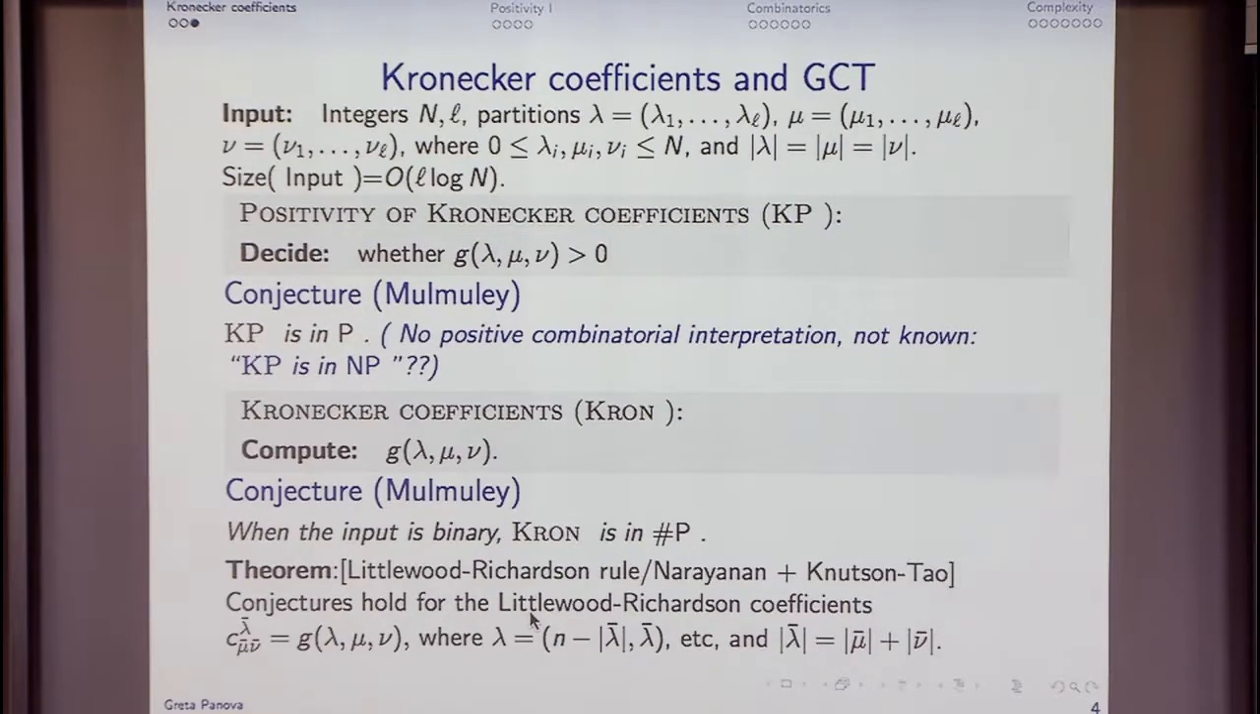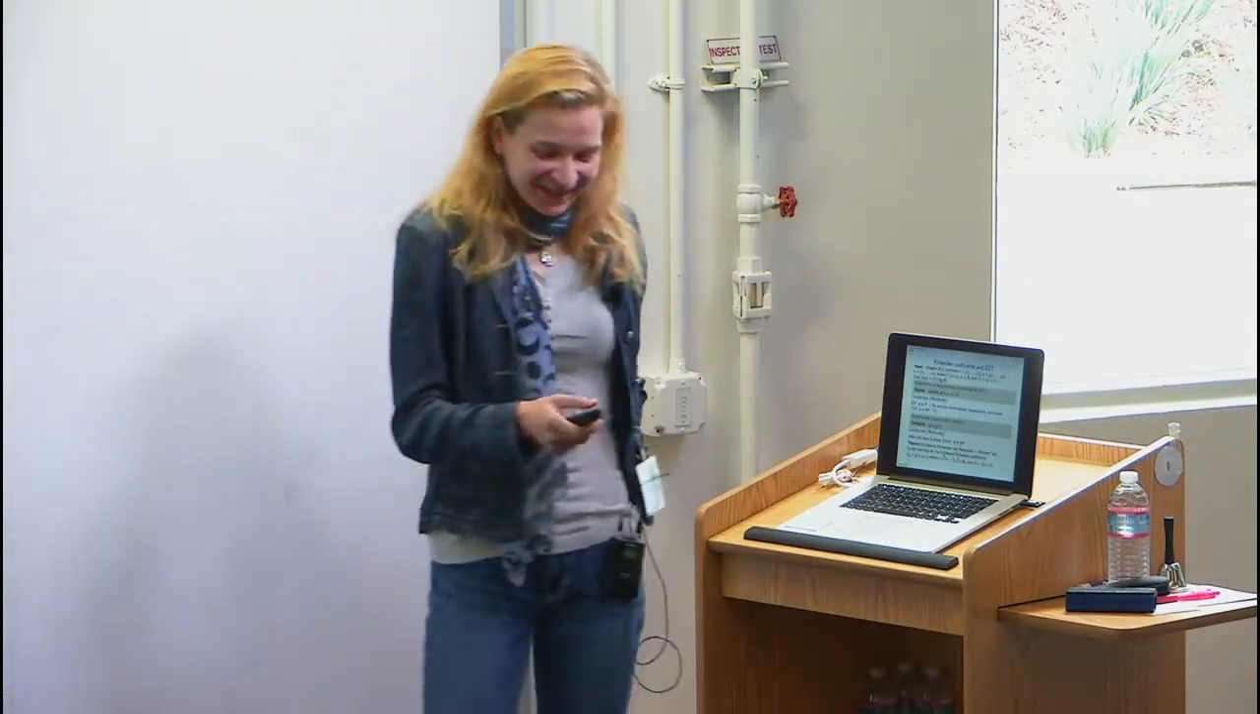Of course, the analogous question for Littlewood-Richardson coefficients actually holds. Computing them is in sharp P, and deciding whether they are zero or not is polynomial, but the polynomiality is a highly non-trivial result due to Knutson and Tao from like 10 years ago. Of course, the combinatorial interpretation easily implied that they are in NP. Actually, 15 years ago. When I first saw the result, it was 10 years ago, I guess. The counter didn't update.